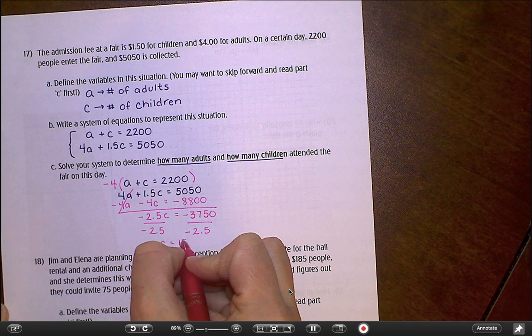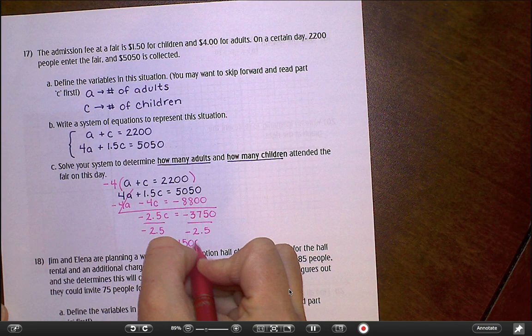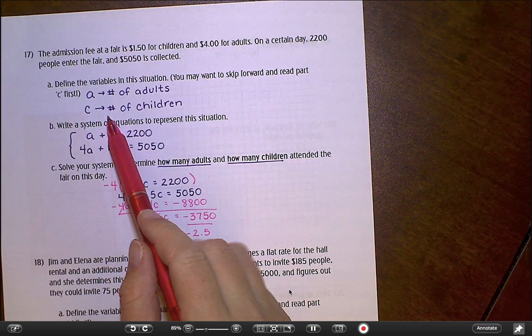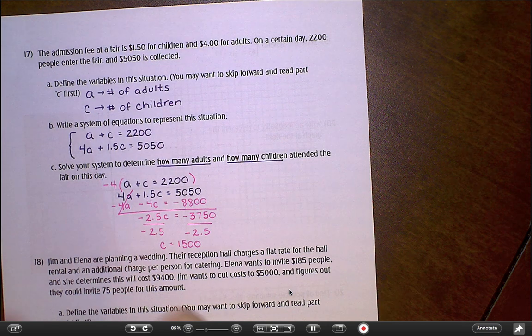So let's be careful about what that actually means. That means that at this particular fair, there were 1,500 children present out of the 2,200. Okay, so that brings us to the next step. Next step is how do we figure out how many adults there are?